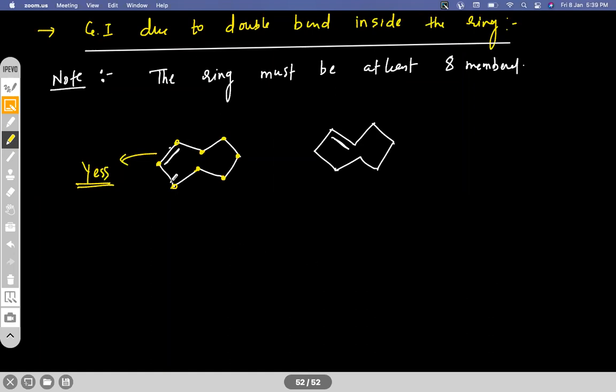In this, you see both hydrogens are on this side, so it is the cis form. And in this case, one hydrogen is on this side and another one is on this side, so it is the trans form we have. Just one condition you have to keep in mind. Nothing much we have.